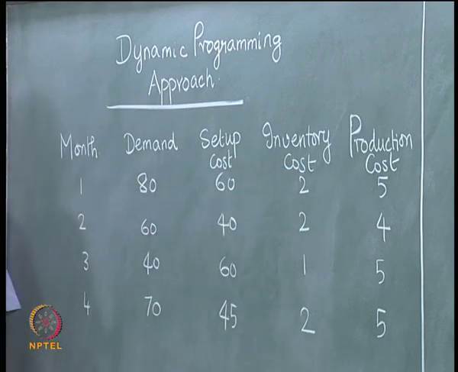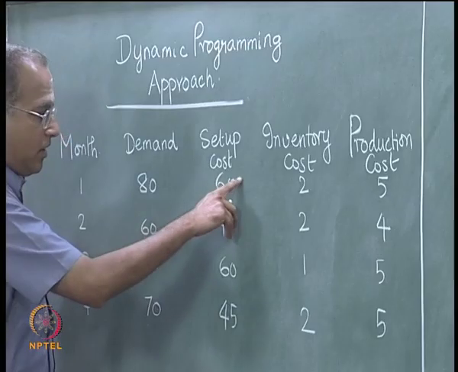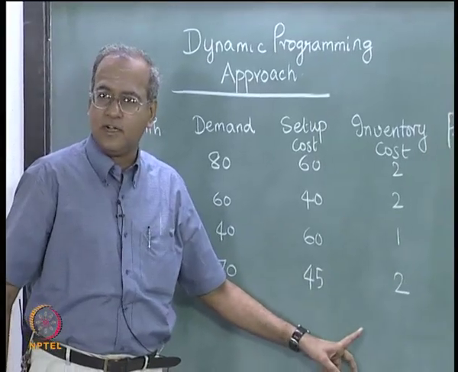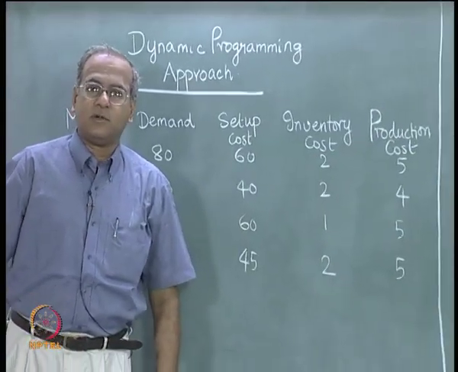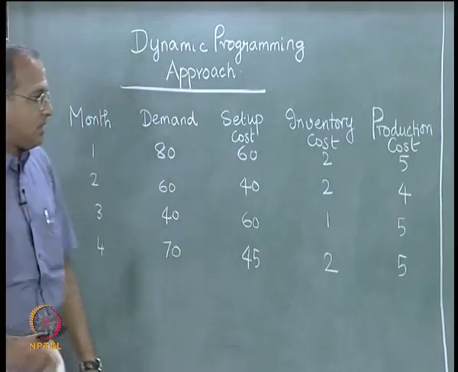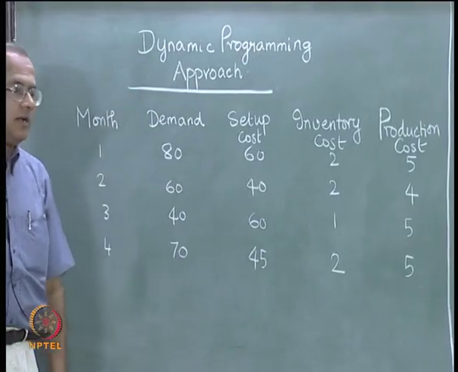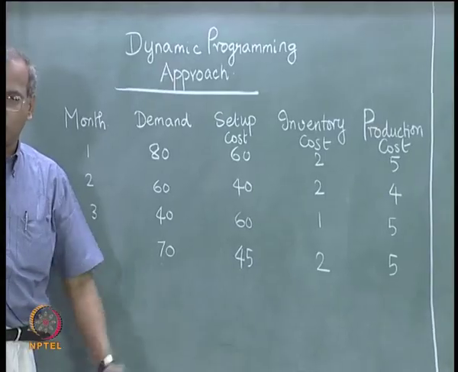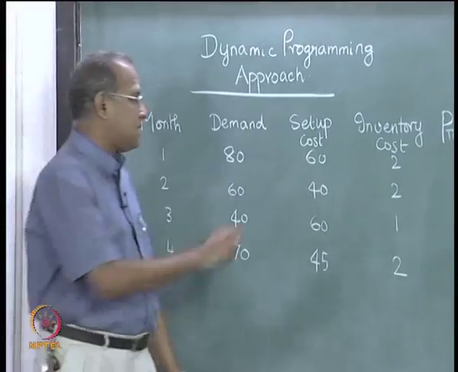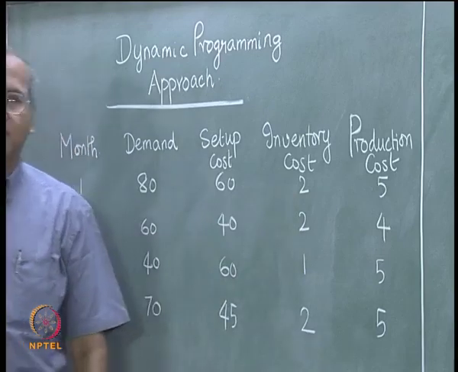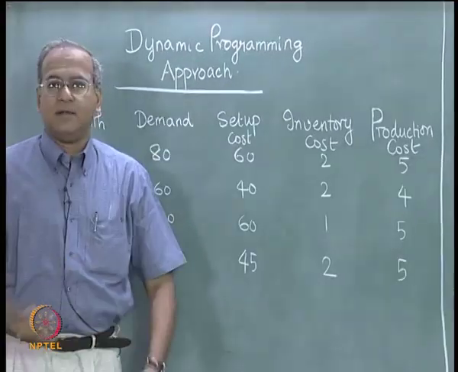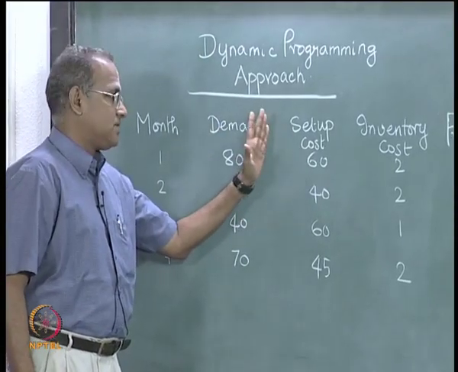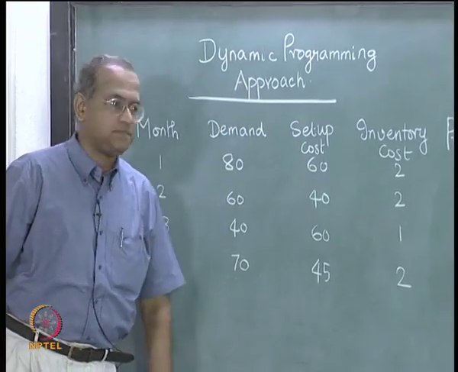and the cost of holding inventory. In our problem, we have also assumed that these setup costs are different in different periods, inventory costs are different in different periods, and production costs are also different in different periods. So, the planning decision is to find out how much is to be produced in each of the 4 months, such that the total cost of setup, total cost of inventory and production, the 3 costs put together is minimized. So, it is a minimization problem to minimize the cost of setup, inventory and production.